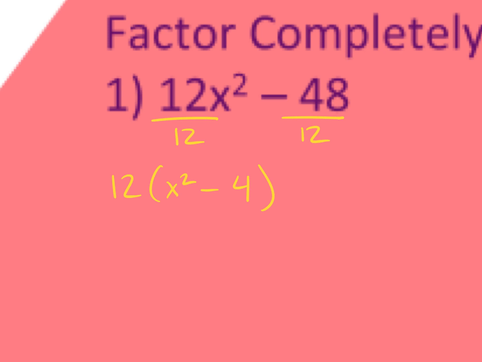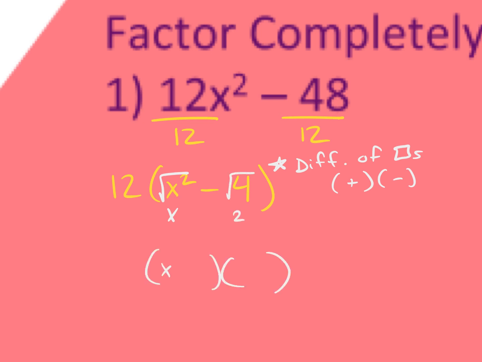Now, like we said, we may be able to factor more than once. Can I factor this anymore? What's special about x squared and 4? They're both perfect squares, so we have the difference of squares. Remember, difference of squares factors into a parentheses with a plus and one with a minus. So what's the square root of x squared? X. What's the square root of 4? 2. So what's going to go into our parentheses? X minus 2 squared. No. X plus 2, x minus 2.